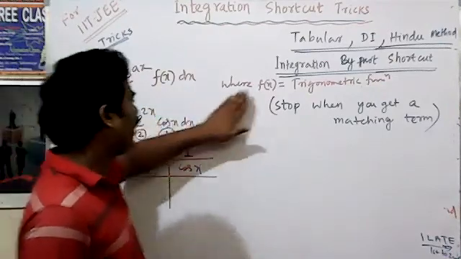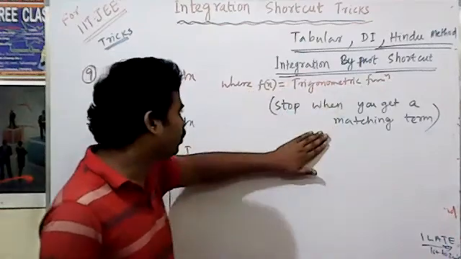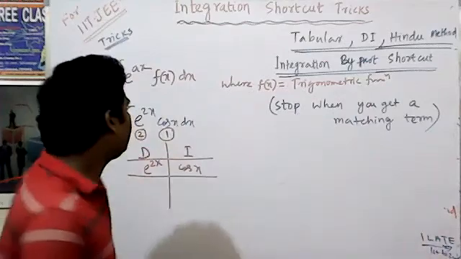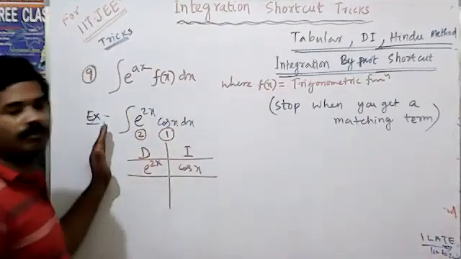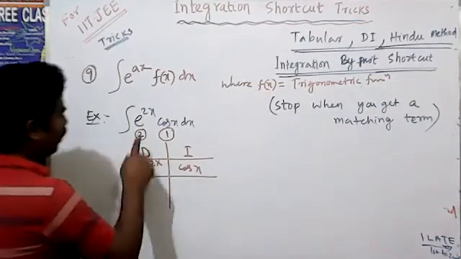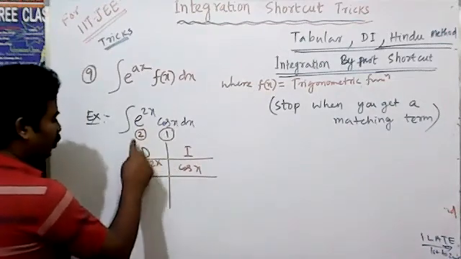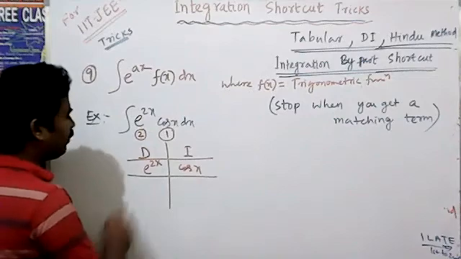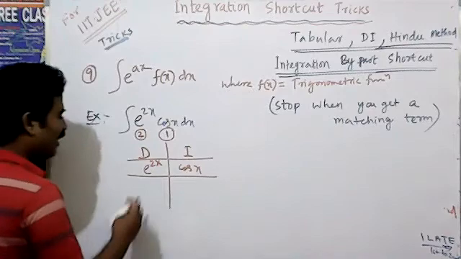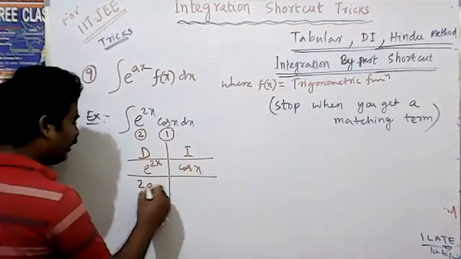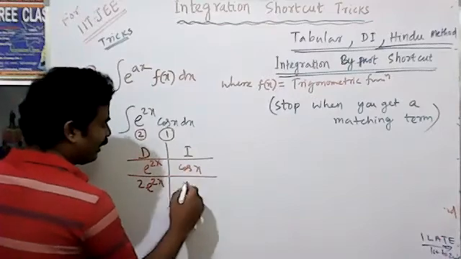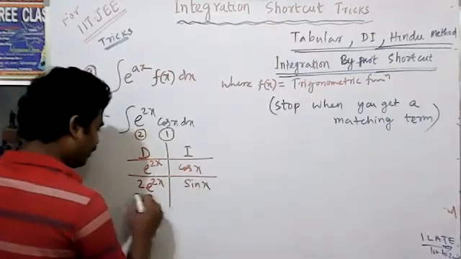When f(x) is equal to a trigonometric function, stop when you get a matching term. जब तक मैचिंग टर्म नहीं आ रहे तब तक हमको करना है. According to the ILATE rule, this is the first function, this is the second function. Differentiating e to the power 2x, and the integration of cos x is simple sin x.